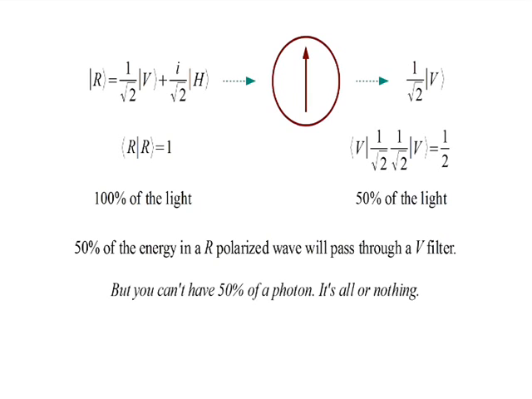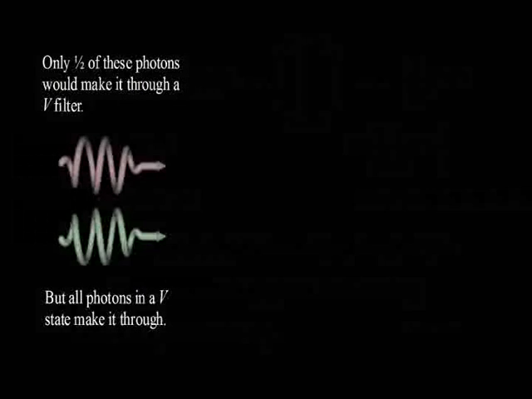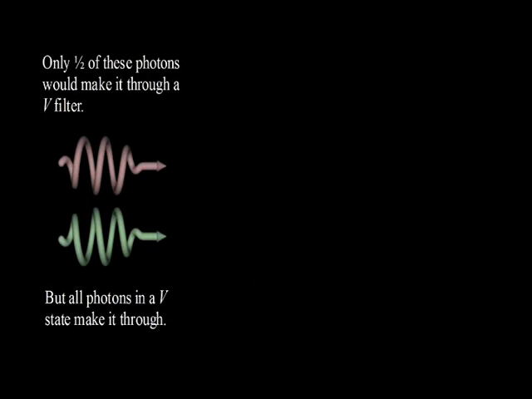You can have 50% of a wave, but you can't have 50% of a photon. It's all or nothing. Wave-particle duality forces us to interpret this result as a probability for the photon to pass through the filter. So if a vertically polarized wave consisted of equal numbers of R and L circularly polarized photons, only half of them would make it through a V filter. But all of the photons in a V-polarized wave have to make it through.